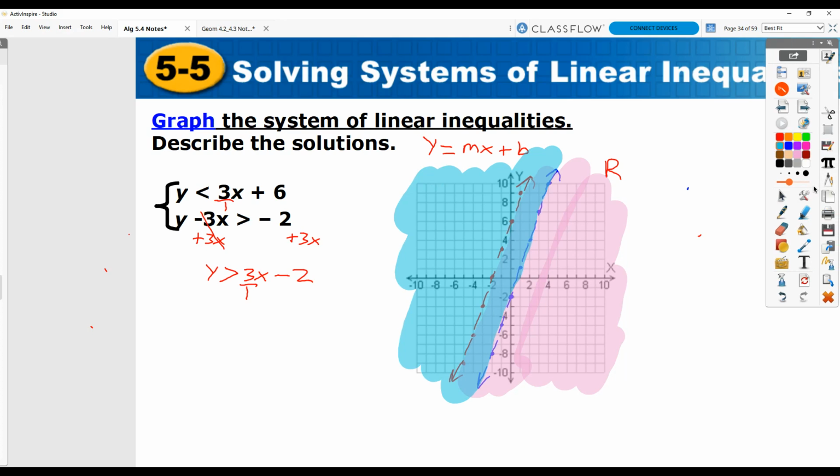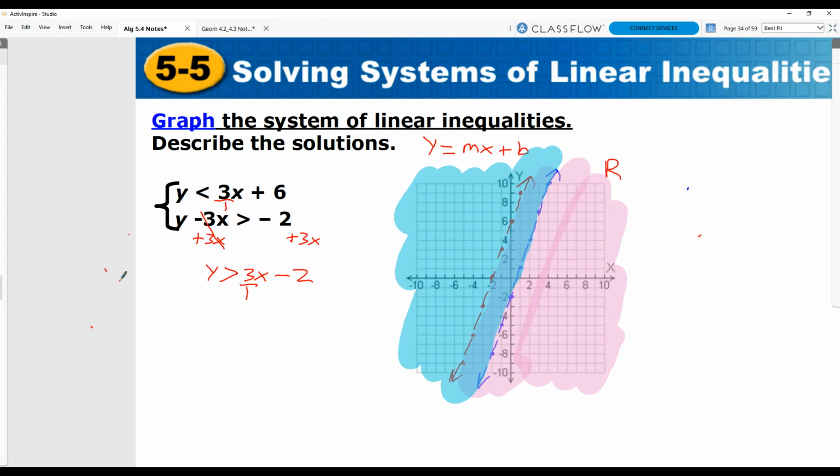Okay, perfect. So we got our shading taken care of. Now let's take a look at what we want to do. We want to describe the solutions. So describe what's going on here. My solutions to this, the blended area happens to be in between the two parallel lines. So that's what I want to describe. Instead of naming some solutions, I just want to describe this region.